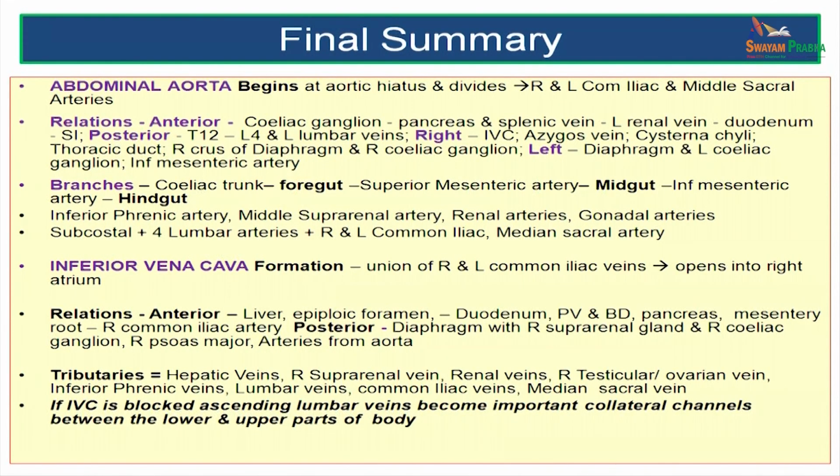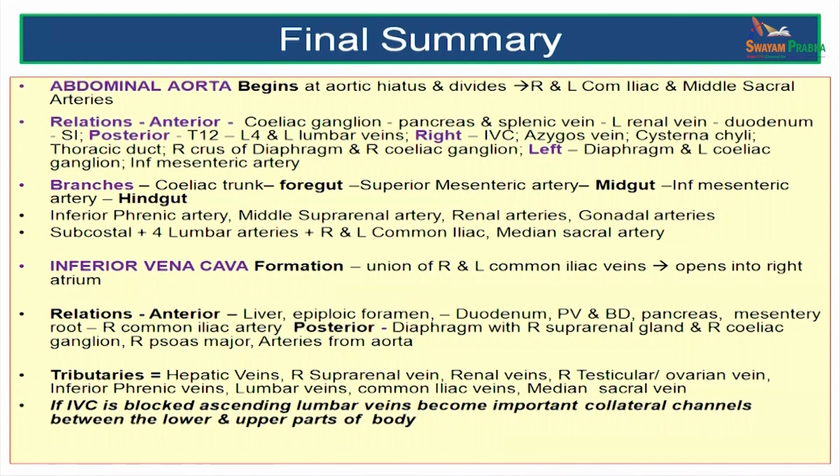Let us now summarize all that we have learned today. We are talking about the abdominal aorta and the inferior vena cava. The abdominal aorta is the largest artery in the body. It enters the abdominal cavity by piercing the diaphragm at the level of T12 and it runs right down to L4 to divide into the two terminal common iliac arteries, right and left, as well as the median sacral artery.